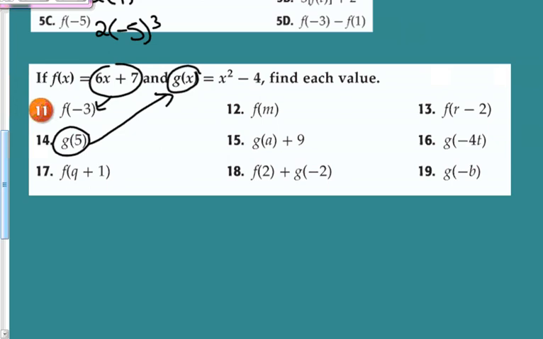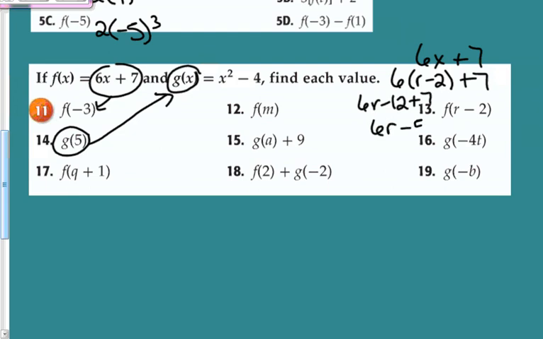So I'm going to use the 6x plus 7, because it's f. It's a function of f. So I'm going to plug in r minus 2 wherever x is. So it's going to be 6 times r minus 2 plus 7. I took the r minus 2 and plugged it in for x. Now I'm going to solve it. Distributive property makes 6r minus 12 plus 7. Then I can combine my negative 12 and plus 7. So the final answer is 6r minus 5. And that's as far as we can go with that one.